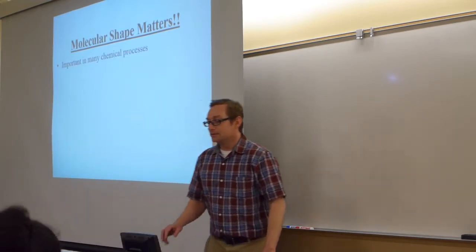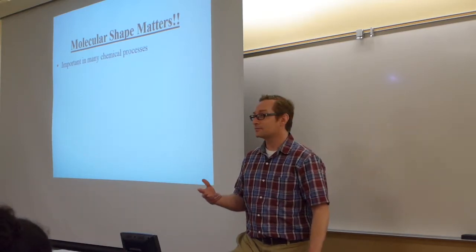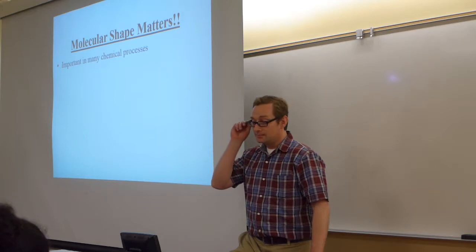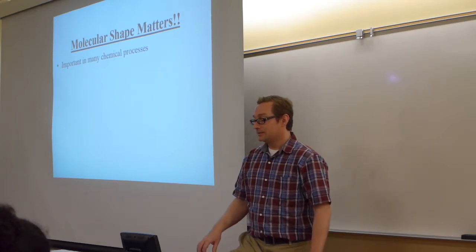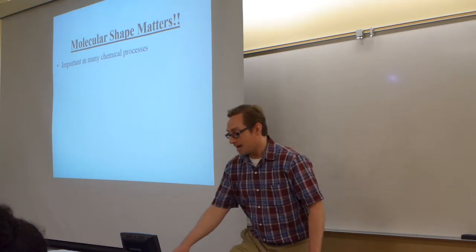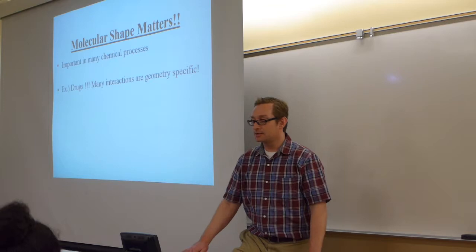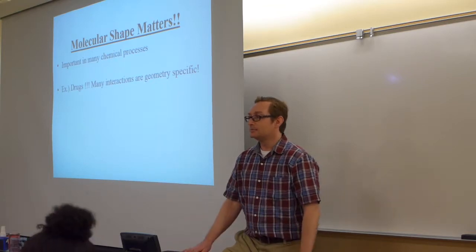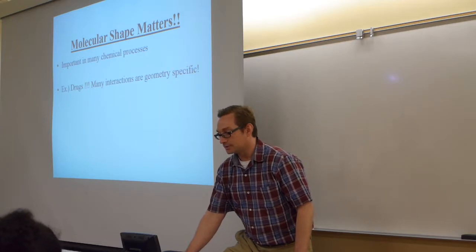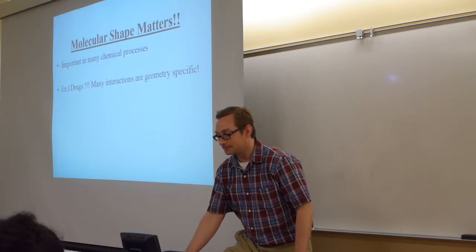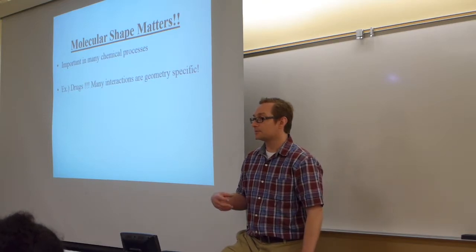Okay, so we've done Lewis structures, but Lewis structures are two-dimensional structures. Okay, they're flat on paper. But what we need to start doing is thinking about molecules in three-dimensional shape. So molecular shape matters. For example, I don't know why I keep mentioning drugs, but drugs are a really nice example of how shape is really important in general. Many interactions of drugs in our body are geometry specific.